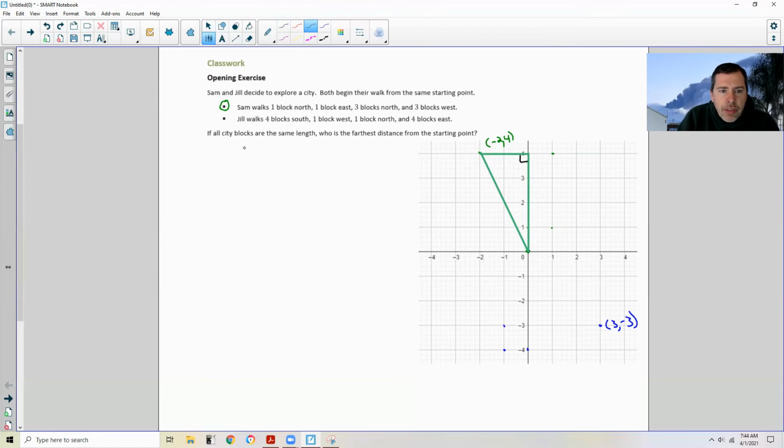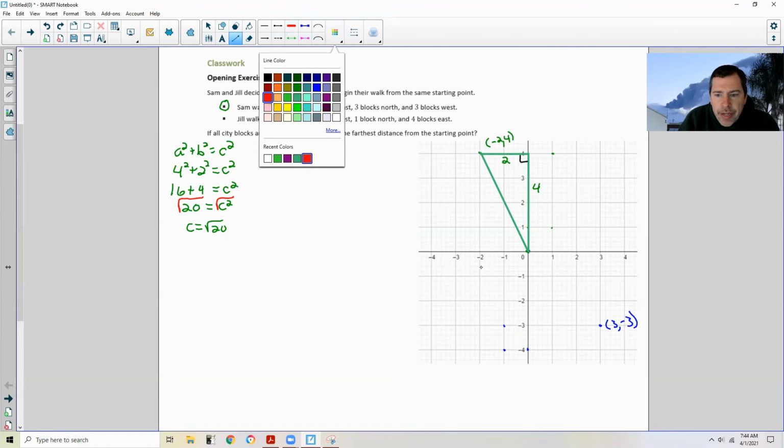The Pythagorean theorem states that a squared plus b squared has to equal c squared. The distance from 0 to 4 is 4. The distance from 0 to -2 is 2. So a squared is 4 squared, b squared is 2 squared, and that has to equal c squared. 4 squared is 16, 2 squared is 4. 16 plus 4 is 20, and that equals c squared. To find the c, we take the square root of both sides, and we end up with c equals the square root of 20.